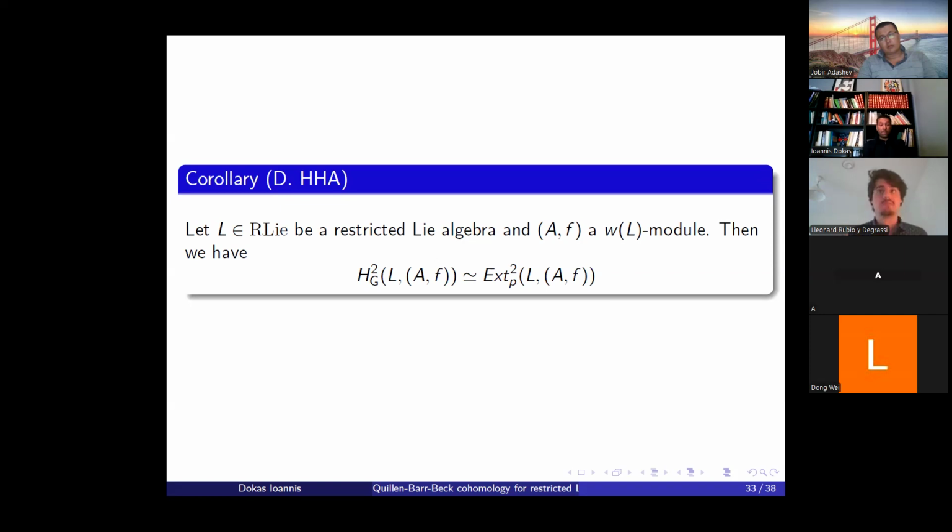Now, next, what I would like to mention and finish this talk with is the establishment of an 8-term exact sequence for Quillen-Barr-Beck cohomology for restricted Lie algebras. And I will start with a motivation from the case of Lie algebras.